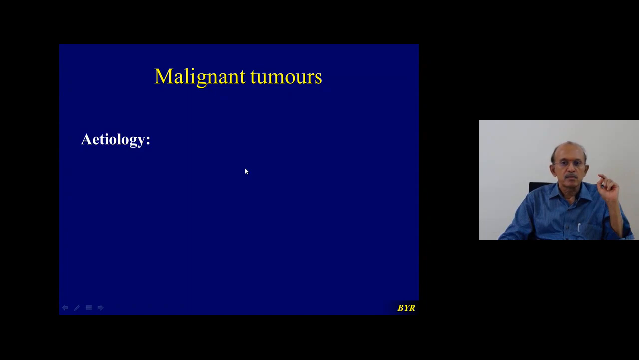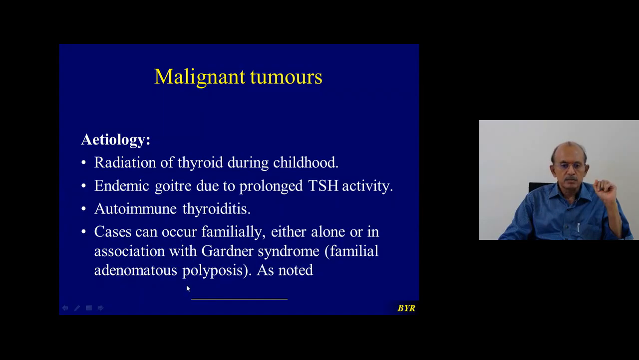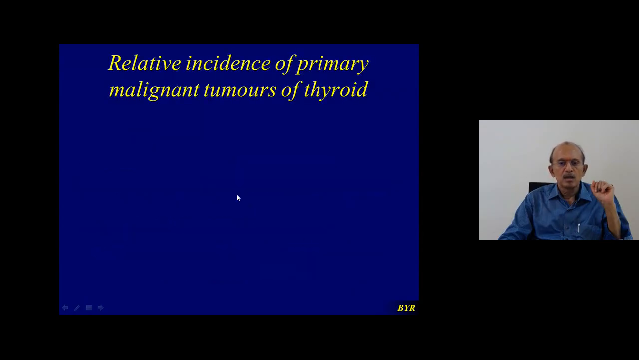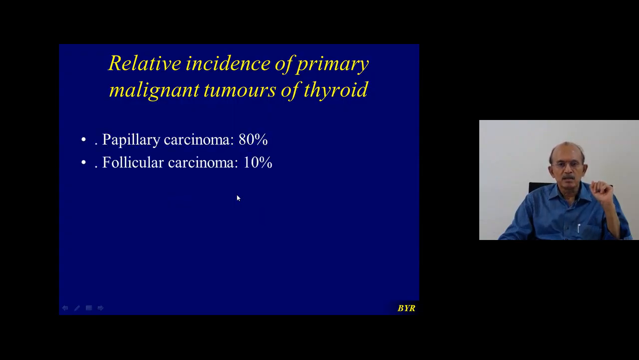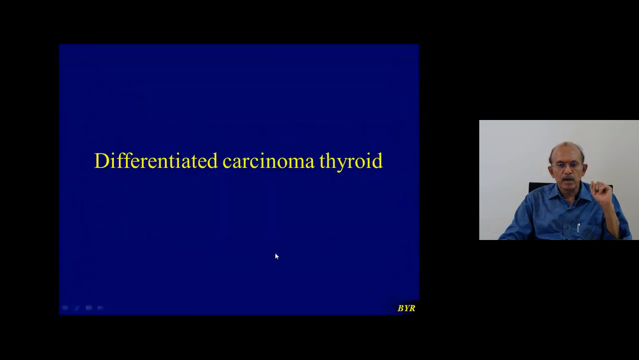Malignant tumors. Etiology: radiation of thyroid during childhood, endemic goiter due to prolonged TSH activity, autoimmune thyroiditis. Cases can occur familially, either alone or in association with another syndrome called Gardner syndrome. Relative incidence of primary malignant tumors of thyroid: papillary carcinoma 80%, follicular carcinoma 10%, anaplastic 5%, medullary 2.5%, lymphoma 2.5%.